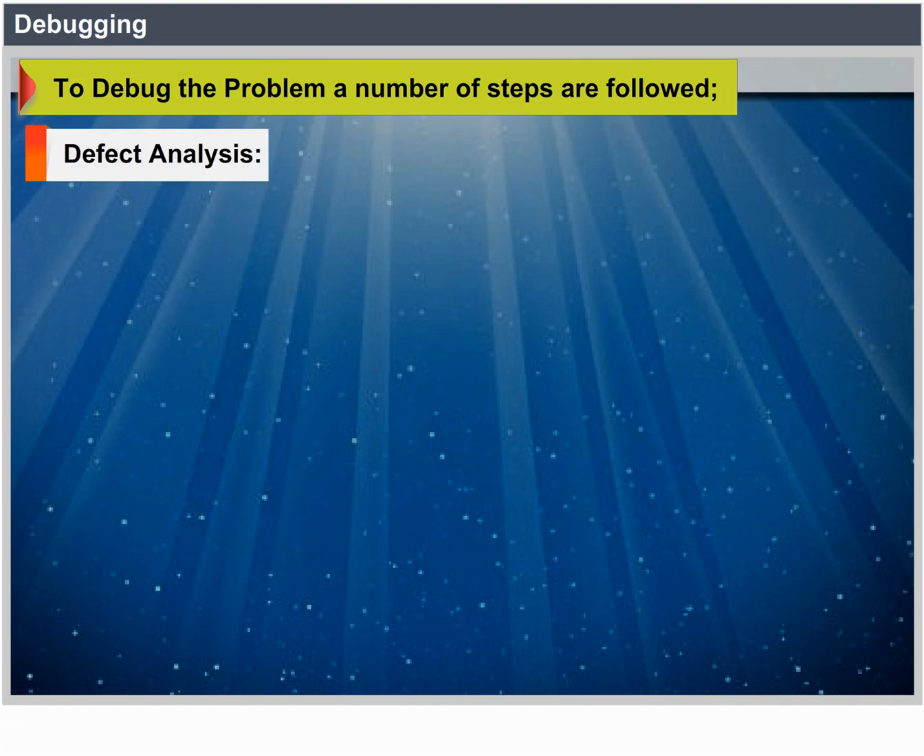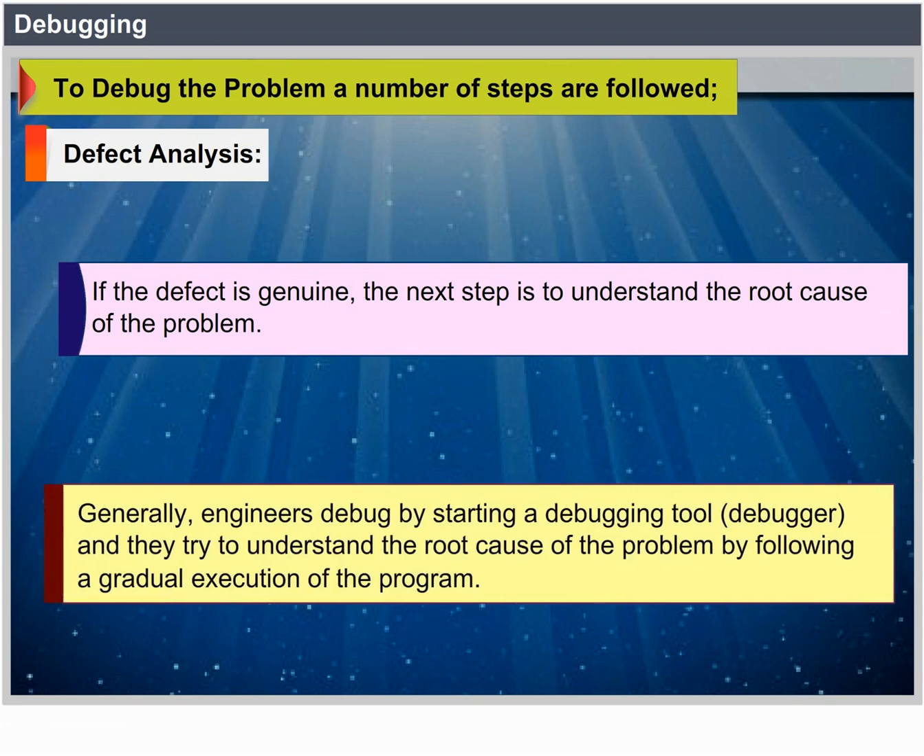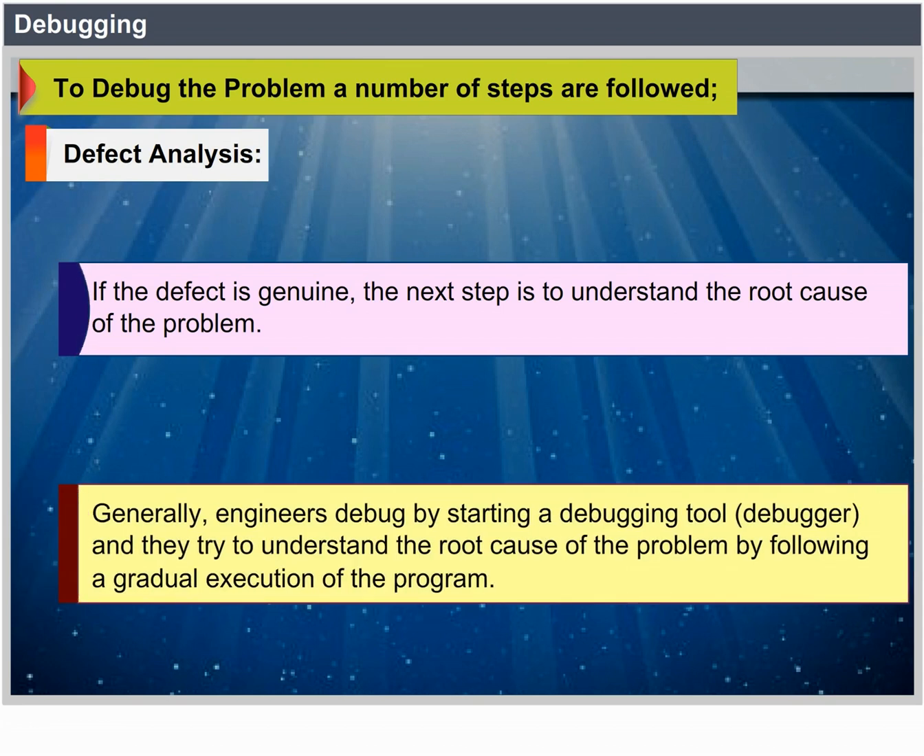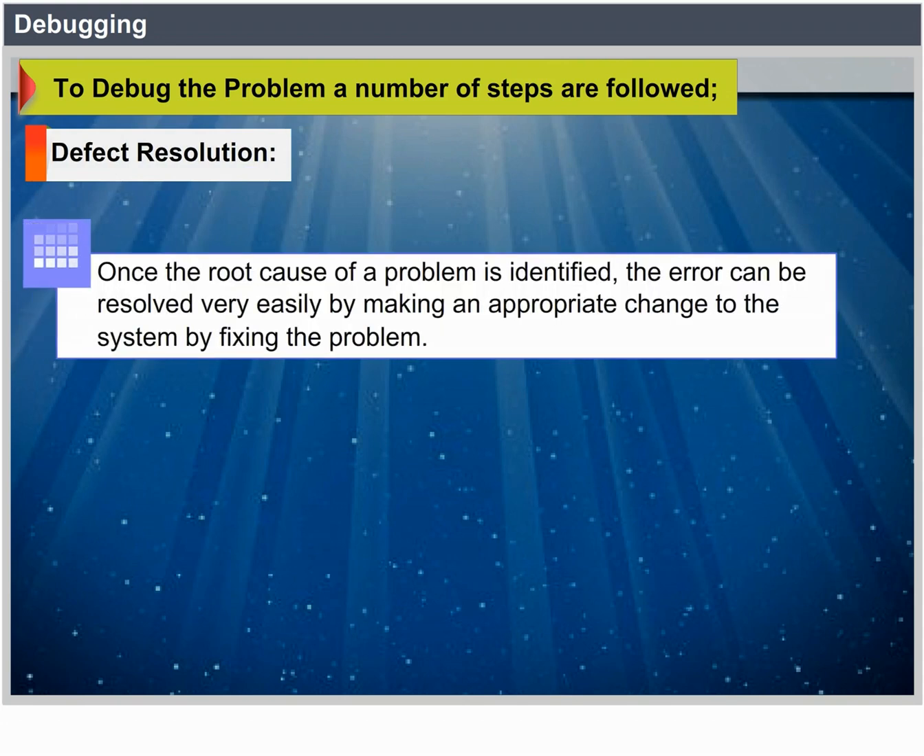Defect analysis. If the defect is genuine, the next step is to understand the root cause of the problem. Generally, engineers debug by starting a debugging tool, and they try to understand the root cause of the problem by following a step-by-step execution of the program. Defect resolution. Once the root cause of a problem is identified, the error can be resolved by making an appropriate change to the system by fixing the problem.